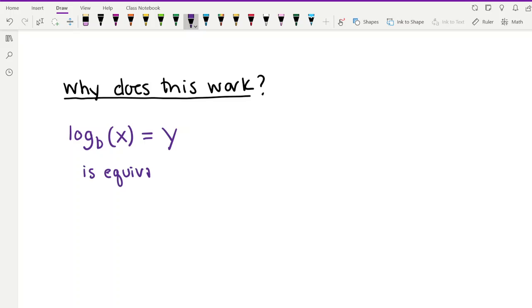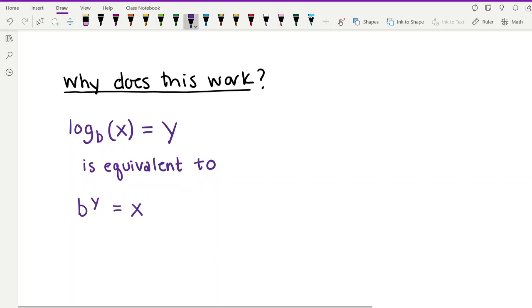Like, how could we restate this logarithmic equation? Well, we learned how to do this in an earlier video, right? We learned that if log base b of x is equal to y, another way of saying that is that b to the y is equal to x, right? That's just the definition of a logarithm.